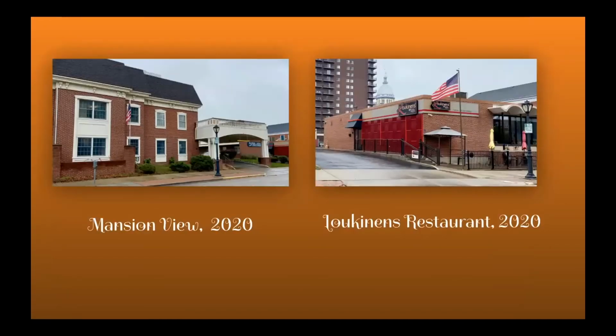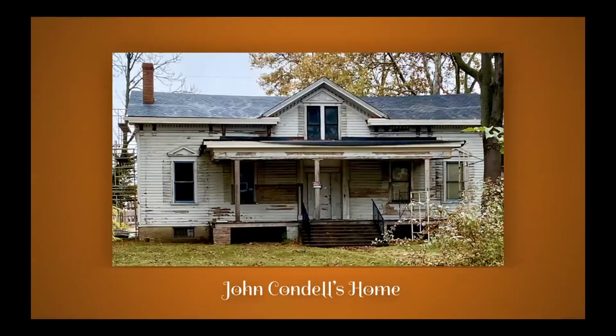Today, here's what we see across from the governor's mansion, the Mansion View Hotel and Lukanen's restaurant. And we can still see this house that is being restored. It was the home of J.S. Condell. He had been living in this house since 1852 when he bought it and moved it from its original location at 5th and Monroe.